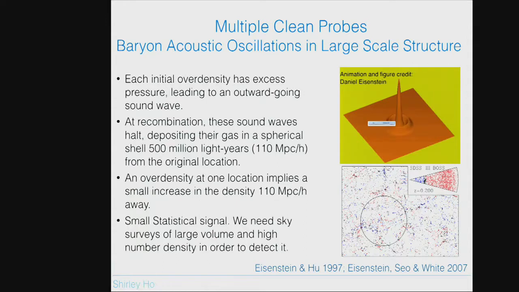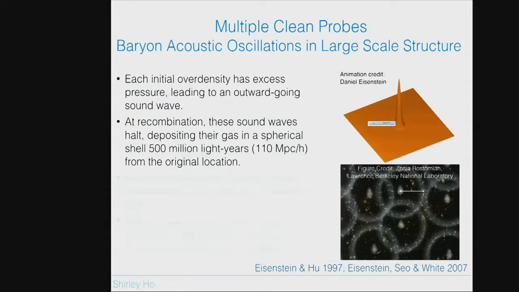The overdensity at one location implies basically an increase in density. So this is an artist's conception. You have a bunch of overdensity in the middle, and then you have a ring around it. You have excess overdensity at 110 megaparsec away, megaparsec over h away.